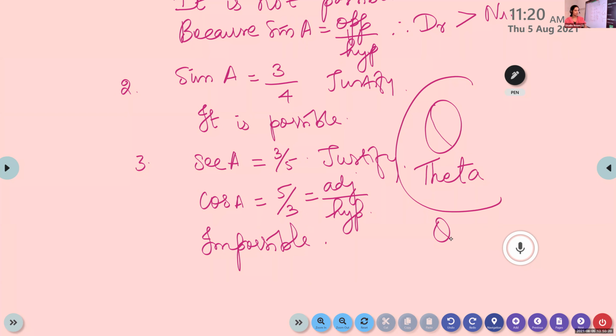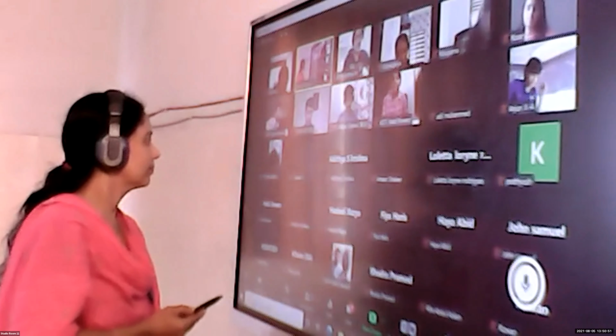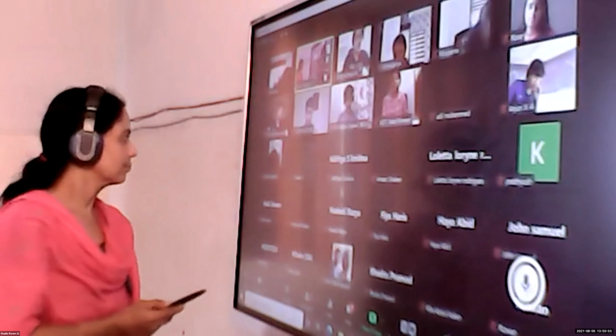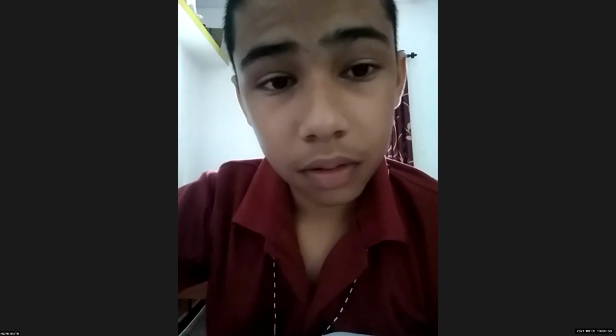So hereafter, theta is a symbol. Instead of writing sine X, we denote this as sine theta, cos theta. Theta is the symbol we use to represent angles. Is it clear? Is it okay? Yes, ma'am.